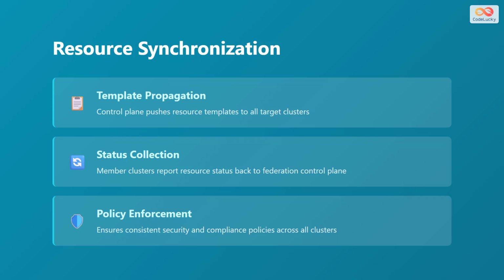Second is status collection, where member clusters continuously report the status of their resources back to the Federation control plane. This allows you to monitor the health and state of resources across all clusters from a single location. Third is policy enforcement, which ensures that security and compliance policies remain consistent across all clusters. This three-way synchronization keeps your entire federation in a consistent state.